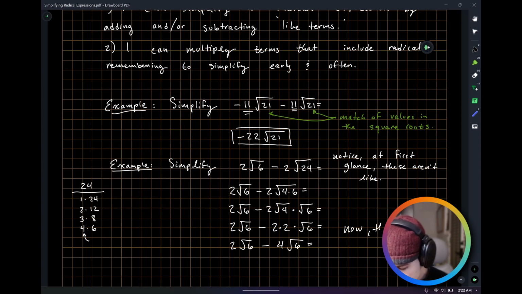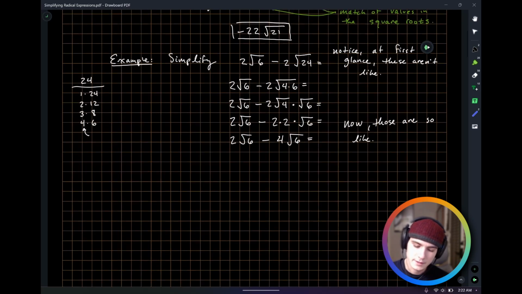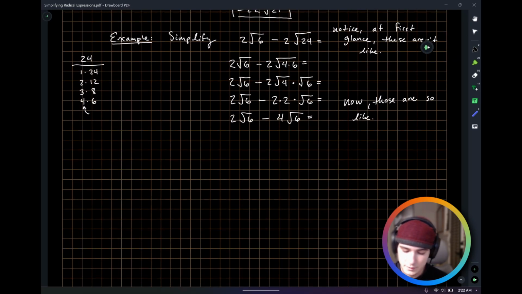Now, those are so alike. So like. Oh my gosh, they're so like. I'd ship them. 2 root 6 and negative 4 root 6. So take the difference of 2 and 4. So we get negative 2 root 6. And that's the solution. Bam.